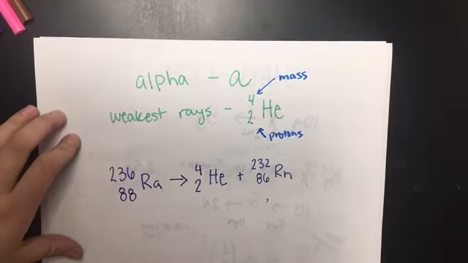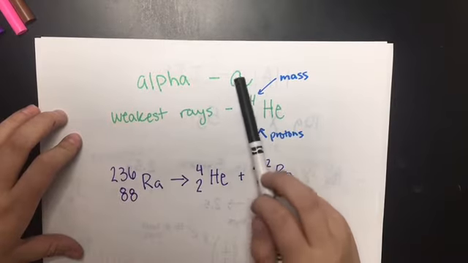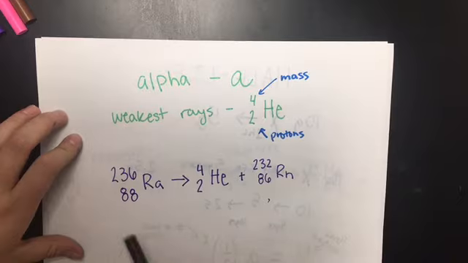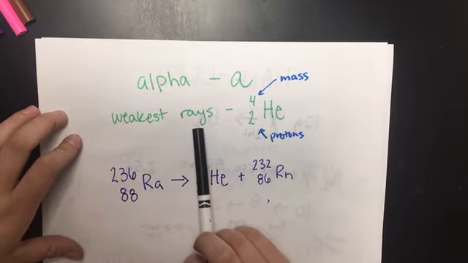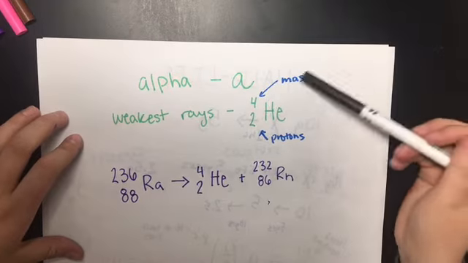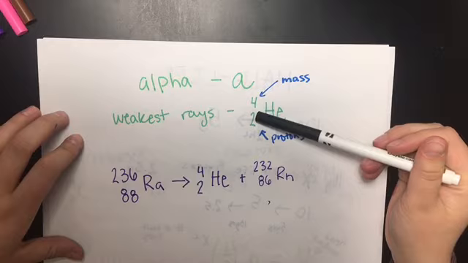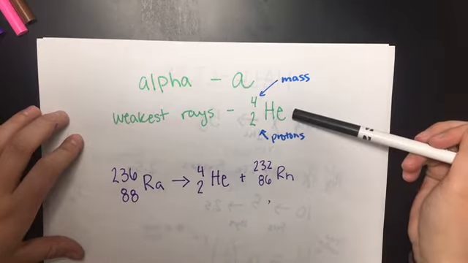The first type is alpha radiation. It is shown with this little Greek letter alpha. It's the weakest type of radiation of the 3 that we're going to be talking about today, and it is written like this. It has a mass of 4 and 2 protons, so that's the same as helium. So we write helium right here.